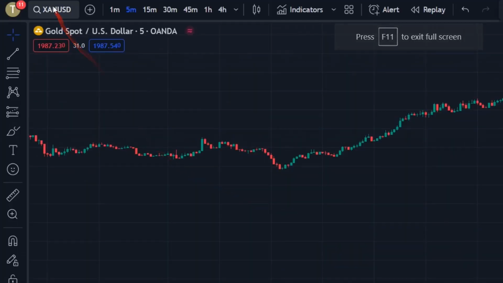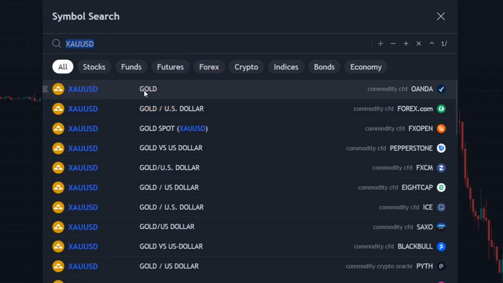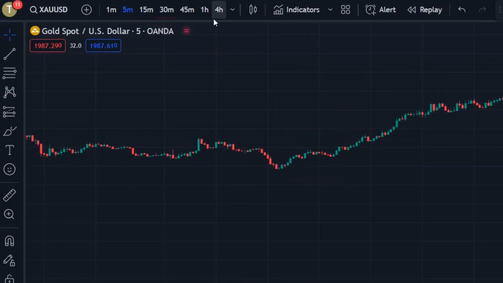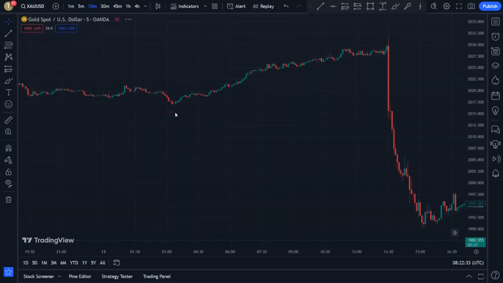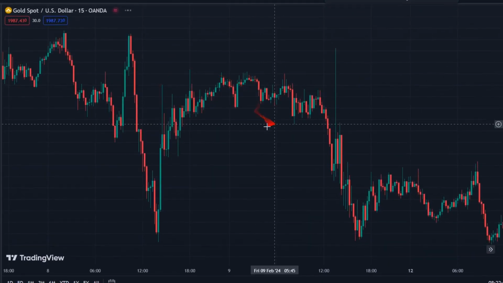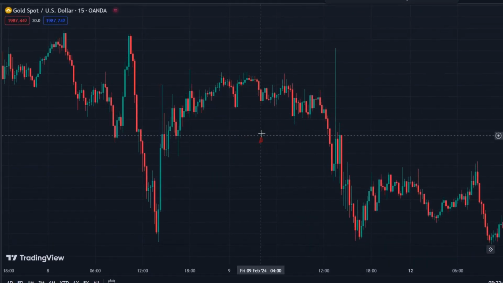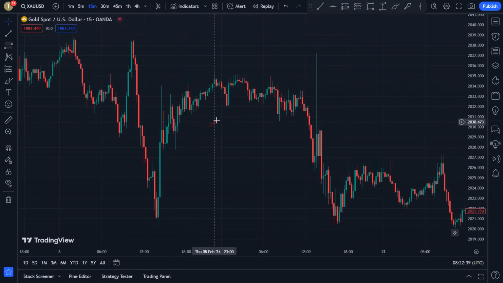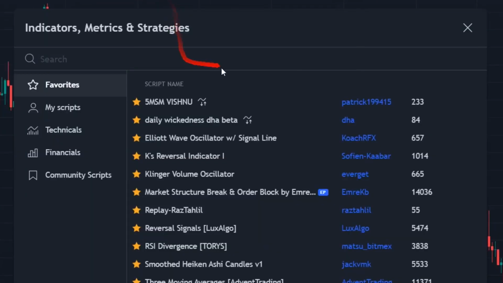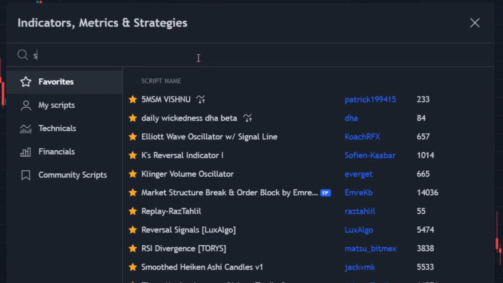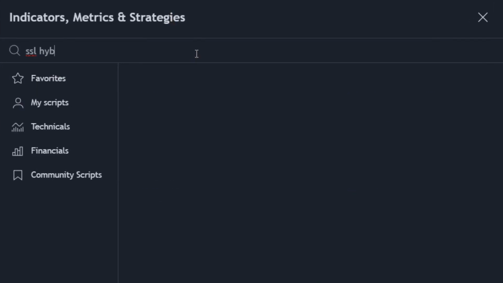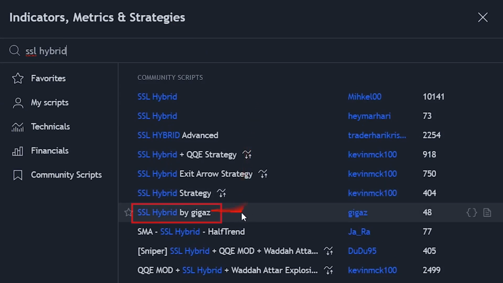First of all, choose your symbol. Then go to the time frame and set it to 15 minutes. The next step is to add the first indicator to our chart. To do this, go to the Indicator Search tab and search for SSL Hybrid by Gigas. You can easily find it and add it to your chart.